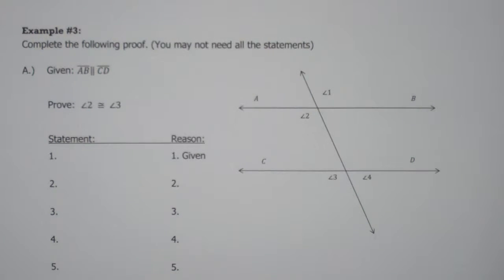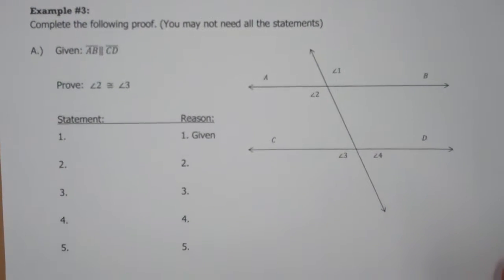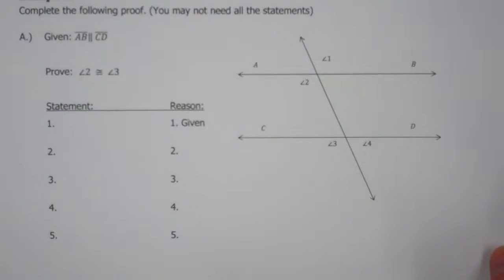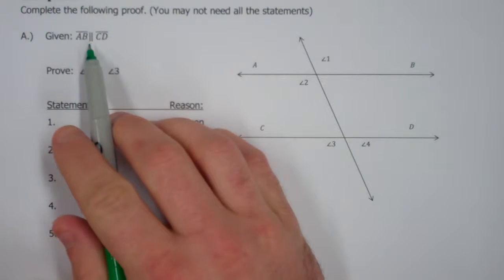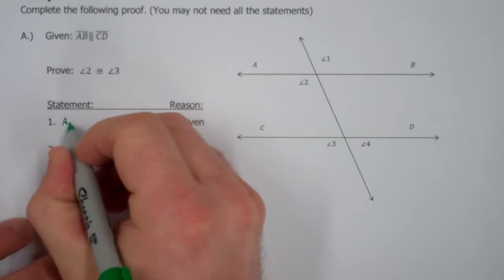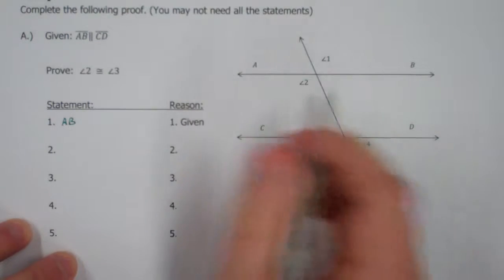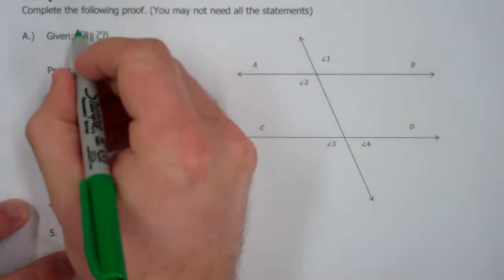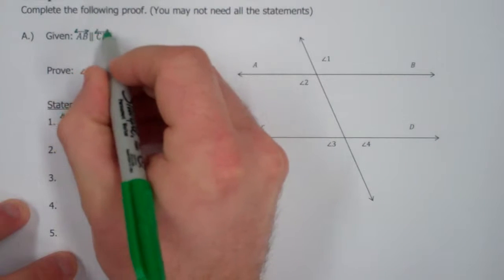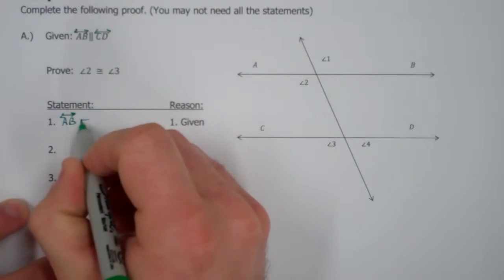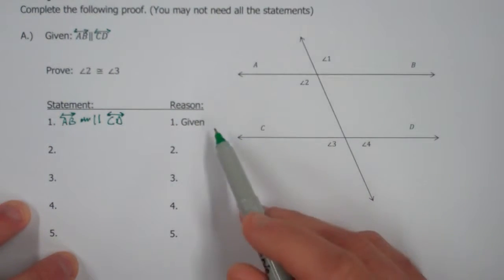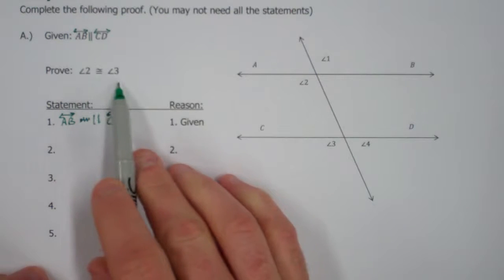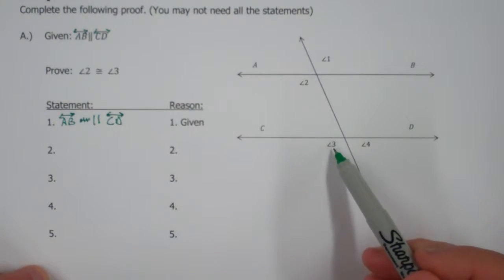In example 3, we're going to complete the following proof, and we may not need all the statements. All we're given here is that AB is parallel to CD. So we can go AB here, and AB appears to be a line, so let's use our line symbols there, and CD is also a line, so we'll go like this. So that's going to be parallel to CD. Alright, that's given, so that's good. We want to prove that angle 2 is congruent to angle 3.